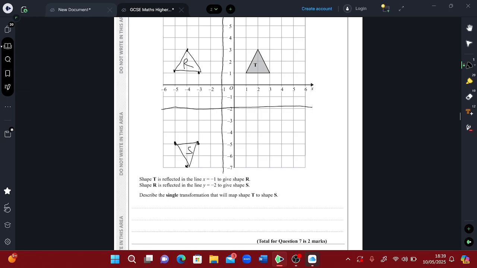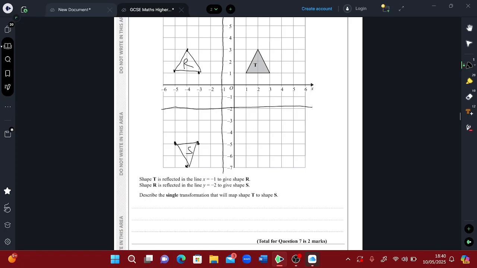What else have we got? And it can't be a reflection either, because if you just stare at it, it'd be pretty tricky to find a single line that nicely reflects it like this. So I reckon it's going to be a rotation. It won't be about the origin because this is further away from the origin than this.